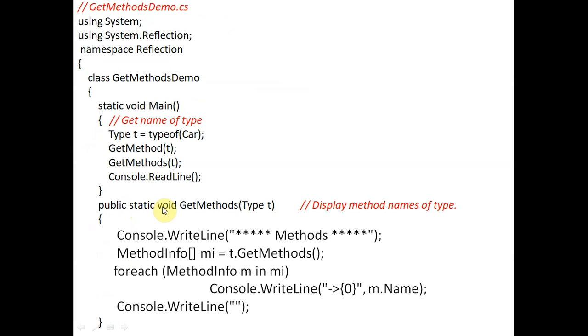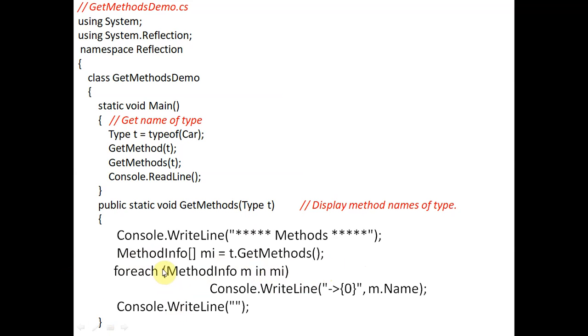So it will return all the methods. This is get methods of type t. That t will be transferred to the t variable here. And in Console.WriteLine, we have mentioned "Methods", and MemberInfo mi equals t.GetMethods.